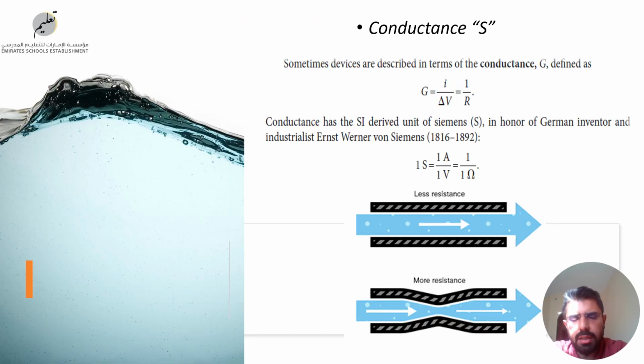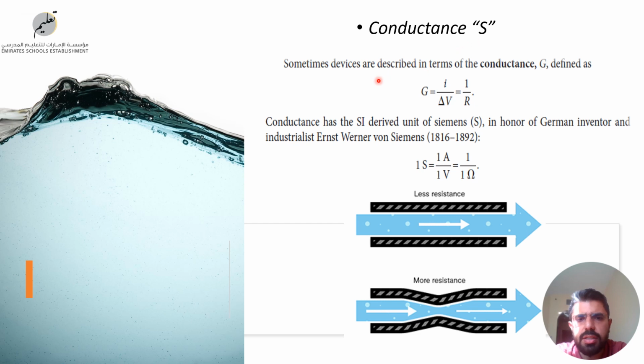Okay, opposite to the resistance is the idea of conductance. So resistance is something that stops the flow of current, stops the flow of water. The conductance is the opposite. It pushes, it encourages the flow, not stops the flow as the resistance does. So that's what we refer to in physics as conductance.